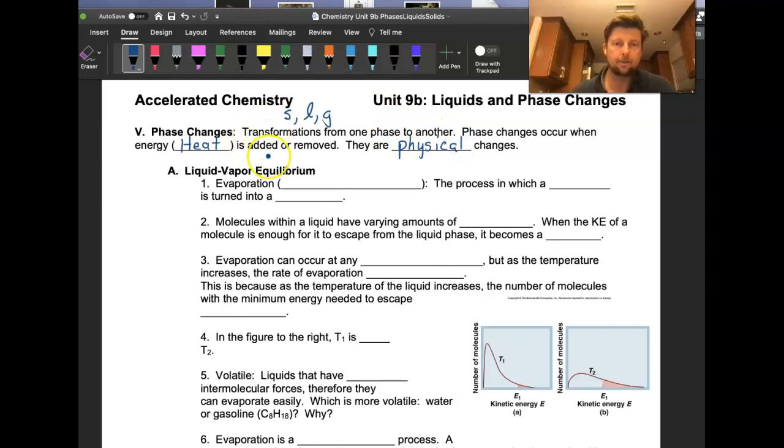We've all heard of evaporation before. Sometimes it goes by the fancy name of vaporization. That is when liquid is being turned into a gas or a vapor. It could be happening slowly or quickly.